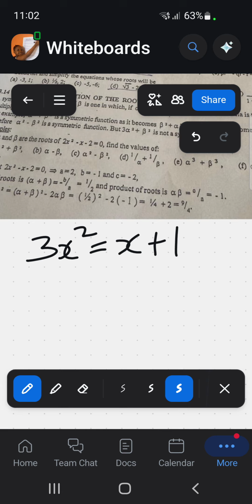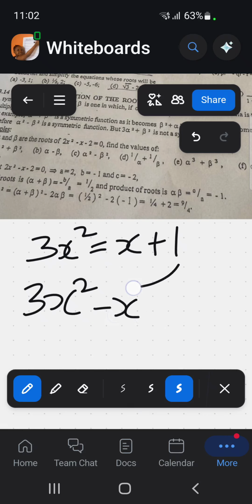So in other words, we are going to rearrange it. We'll take this x to this side of the equation. So plus x becomes minus x when it crosses the equals sign, and we'll take plus 1 to this side, and plus 1 when it crosses becomes negative 1. So at the end of the day, you have equal to 0. So you see, we've been able to arrange it as 3x squared minus x minus 1 equals 0.